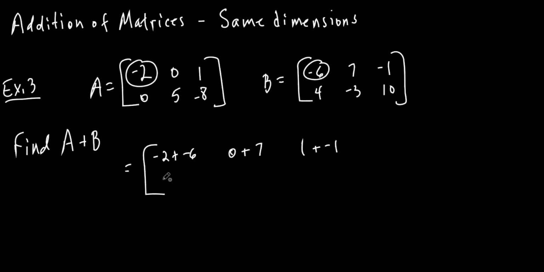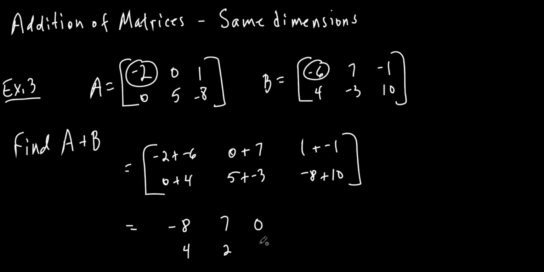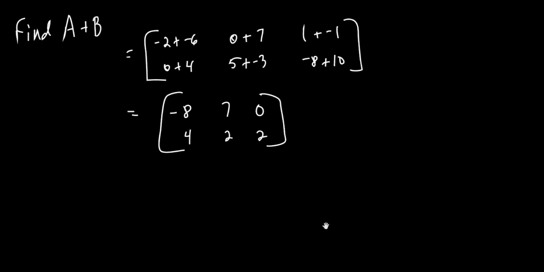What about this one? 0 plus 4, 5 plus -3, and -8 plus 10. The rest is just arithmetic, super easy. So that's -8, that's 7, that's 0, that's 4, excuse me, that's 2, and that's 2. And there you go. You've added two matrices together.